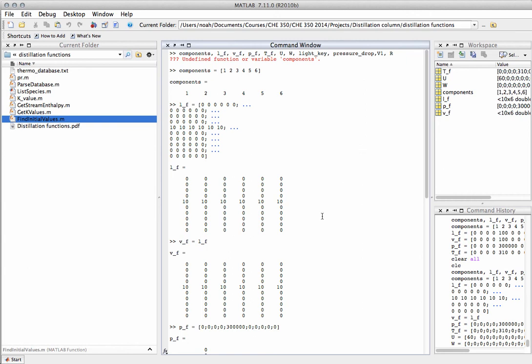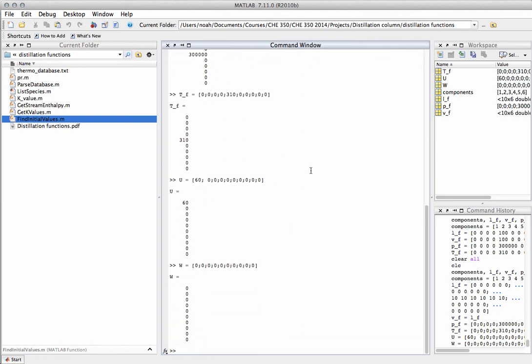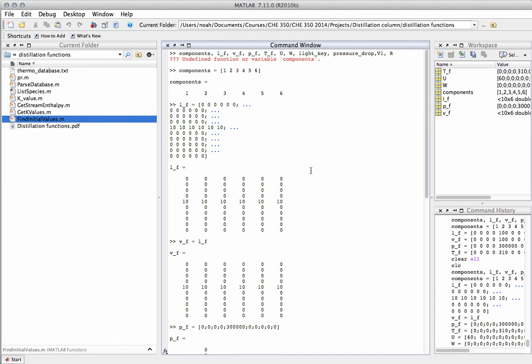Let's say that the light key in this case is going to be component number 2. All right, so let's make the light key component number 2, and we'll set a pressure drop. Let's make it 100 Pascal per tray. So let's do 0.1 kilopascal per tray. Let's say that there's no vapor leaving the condenser and a reflux ratio of 2.5.